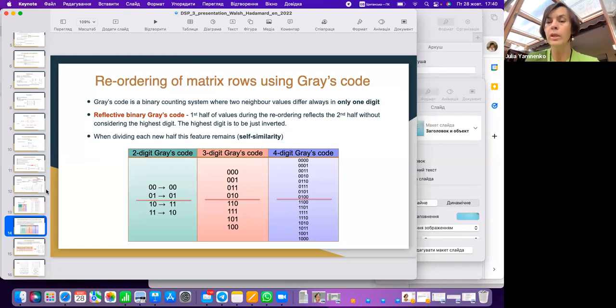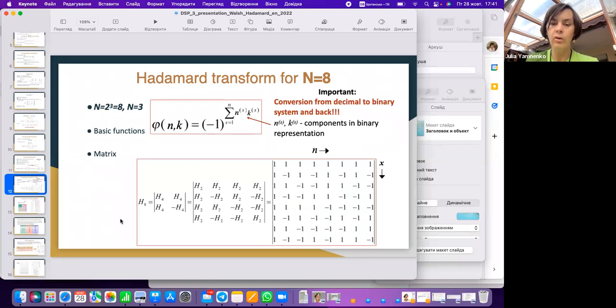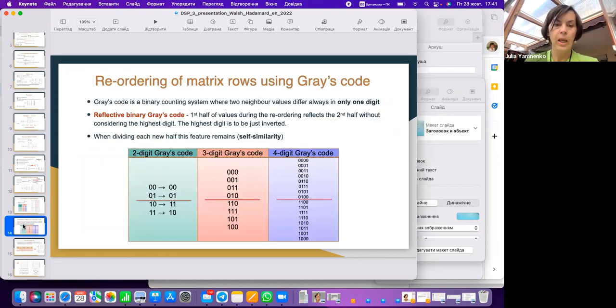Actually, how to obtain the Hadamard matrix, we already know. This is a recursive algorithm, like here. But for the Walsh, it's not clear. And here is an explanation. It's slide number 14, and it is actually very interesting because it helps to discover how these two methods are connected with each other.